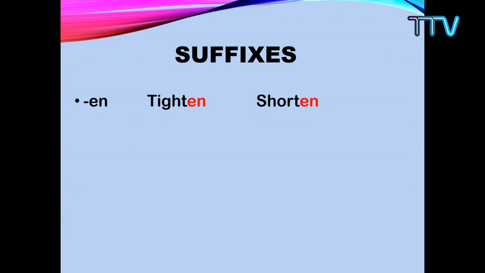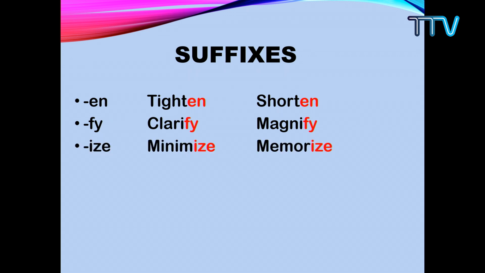Then you have EN as a suffix: tighten, shorten. Then FY: clarify. Earlier I used the word clarity, right? Coming from the word clear: clear, clarity, clarify, and you can have clarification as well. Magnify. You have a magnifying glass, isn't it? It magnifies the image, makes it bigger, right? Minimize, memorize. Sometimes you find people writing IZE or ISE as well. Again, British and American. IZE is usually American.